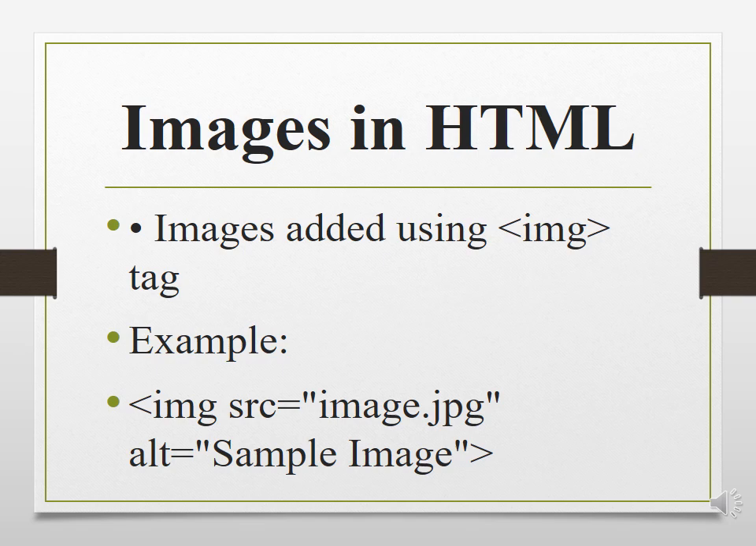And the alt attribute provides alternative text if the image cannot be displayed. For example, this example shows the image named image.jpg on the page. Always use descriptive alt text as it improves accessibility and helps all users understand the content.